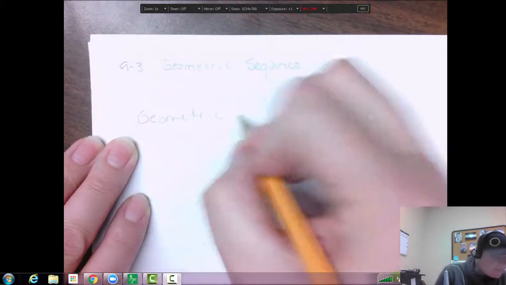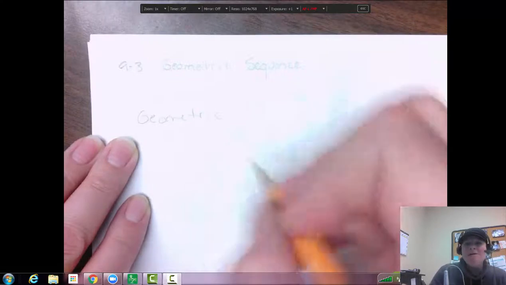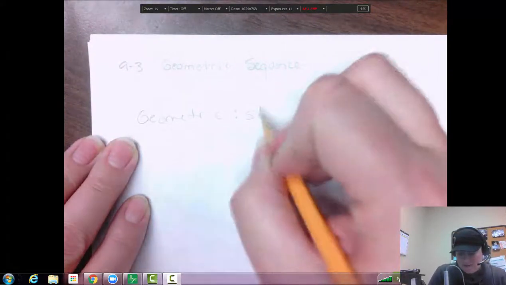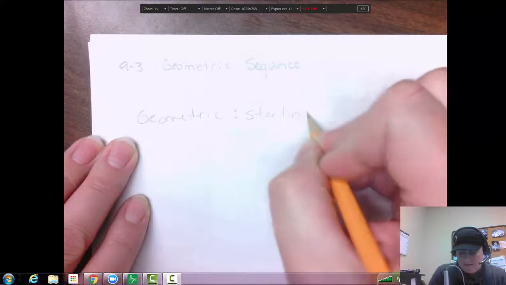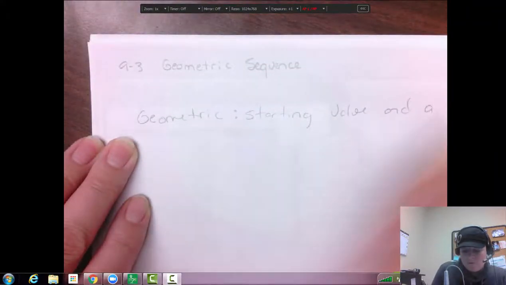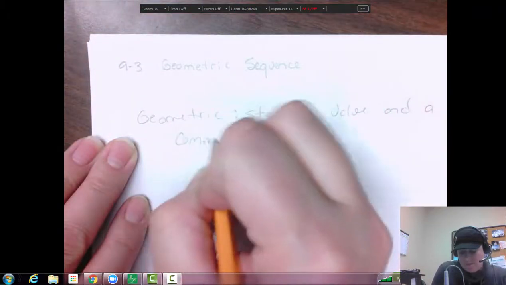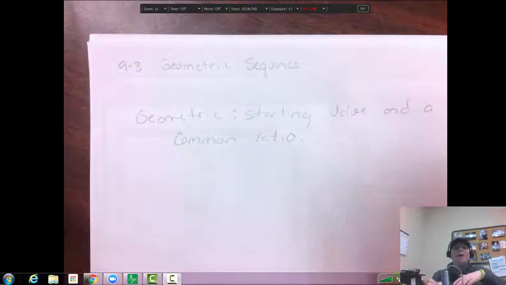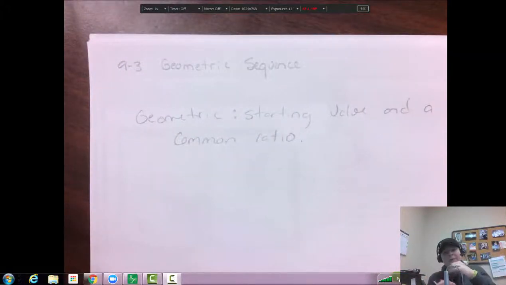What they are is they have a starting value and a common ratio. And everyone's like, well, what's a ratio? It means there's a common thing that you're multiplying by when you move up the sequence. So you're basically multiplying by something for it to be geometric.